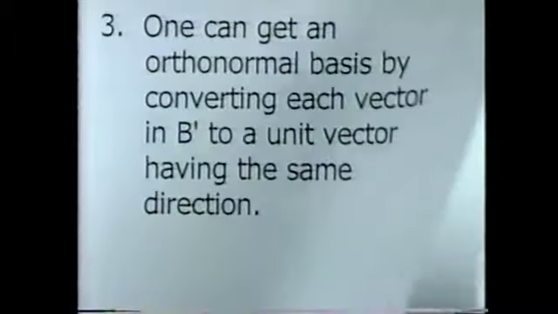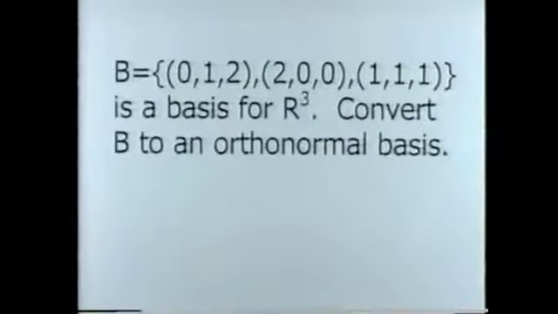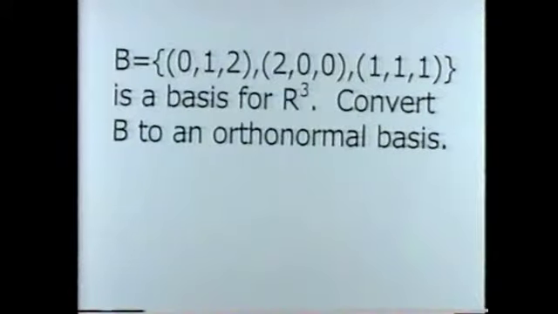Well, let me illustrate the process with an example. B is equal to the set of ordered triples (0, 1, 2), (2, 0, 0), (1, 1, 1). And B is a basis for R cubed. Now I'm not going to go through and prove it for you, just it is though. Convert B to an orthonormal basis.